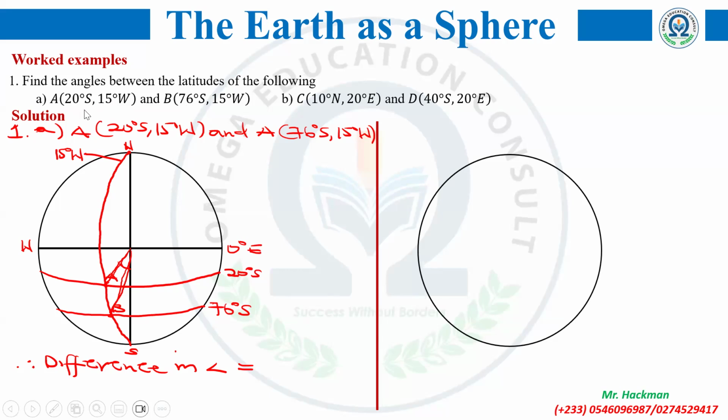So we said when the latitudes are in the same direction, do we add or subtract? Same direction, what do we do? Subtract. We know angles cannot be negative, so we subtract the smaller one from the bigger one so that we end up getting a positive angle. In this case, the bigger latitude is 76 degrees. The smaller one is 20 degrees. So 76 degrees minus 20 degrees gives us 56 degrees. My professors, are you with me? 56 degrees, right?